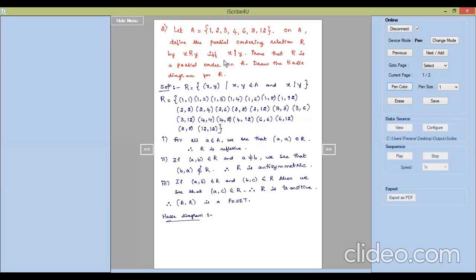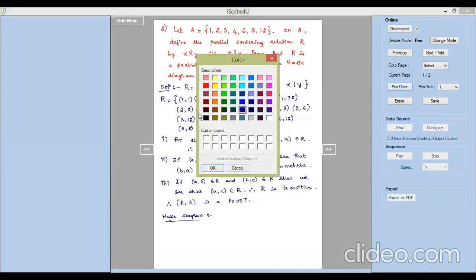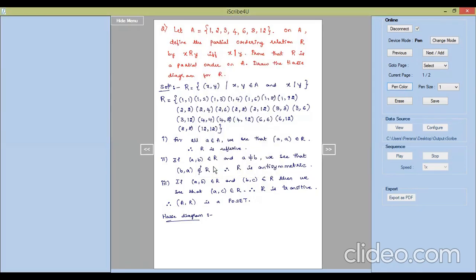I have on the set A these elements 1, 2, 3, 4, 6, 8, 12. So these are the elements of the set A, no? Looking into the elements of the set A, all these should be denoted as vertices. 1, 2, 3, 4, 6, 8, 12 are the vertices of the digraph. Correct, no? So based on the same, we have to draw the Hasse diagram now. So let us draw the Hasse diagram. First I will write down 1 at the bottom.